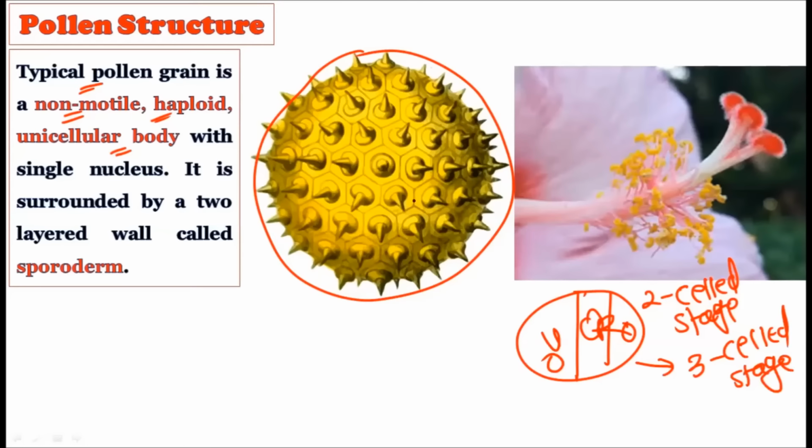Okay, so here you will come to know that the pollen grain is unicellular in nature. Only one single cell is there at the beginning, and it is non-motile in nature. In the angiosperms, the pollen grain is non-motile.